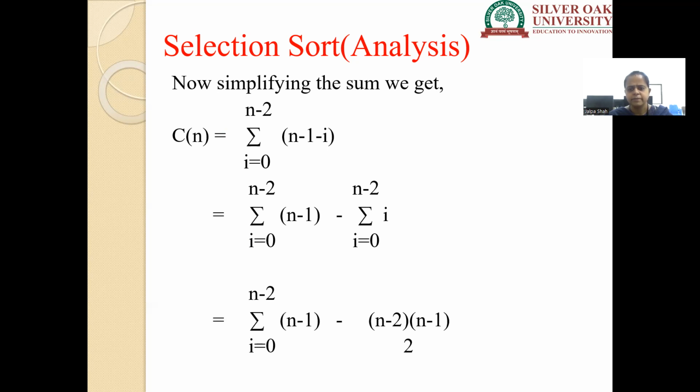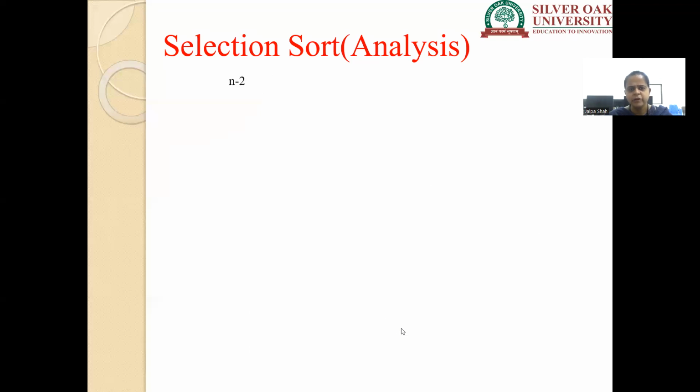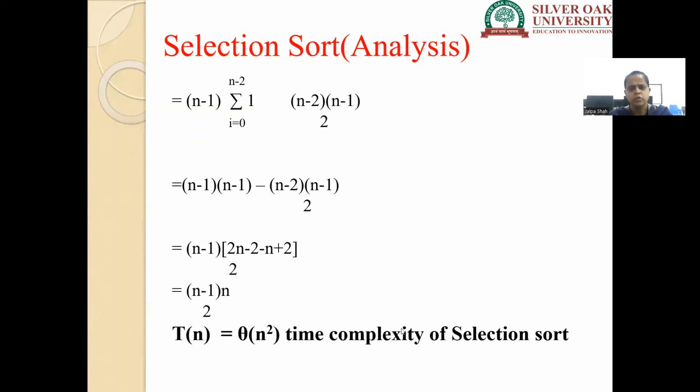Now if we simplify this by the operation, we get sigma i equal to 1 to n of i, that is a series, n into (n plus 1) divided by 2. If we put n minus 2 instead of n, we will get (n minus 2)(n minus 1) divided by 2. So here we are putting in the value. Again we need to simplify it. So we will get n minus 2 minus sigma i equal to 0 to n minus 2 of 1.